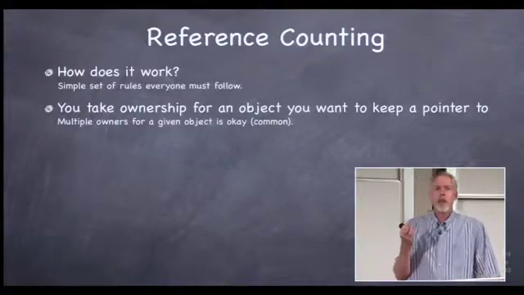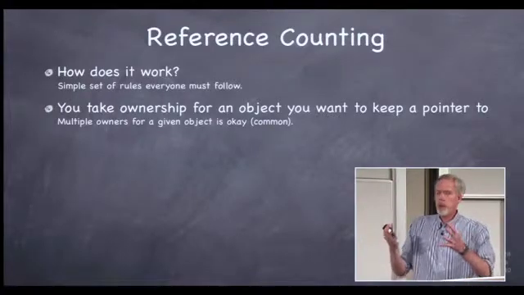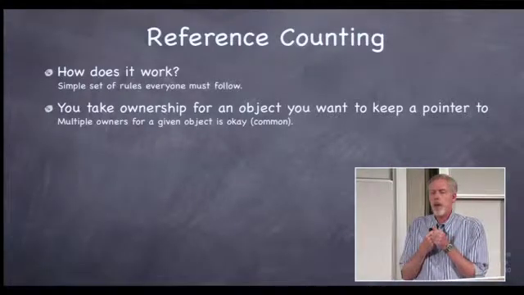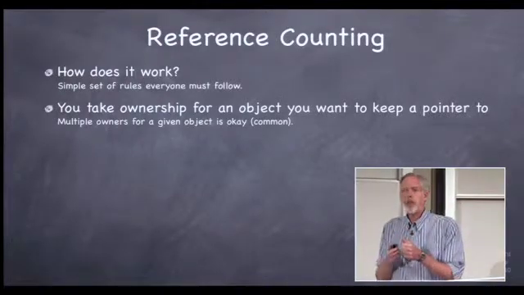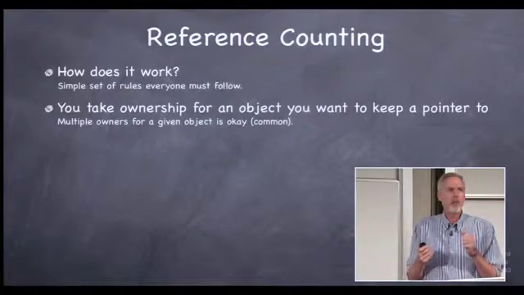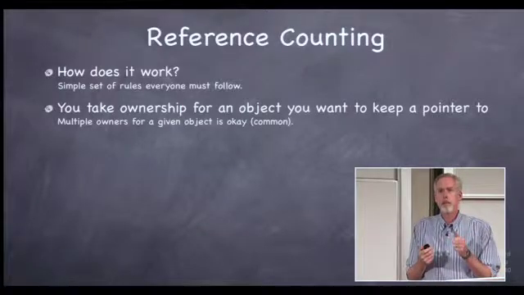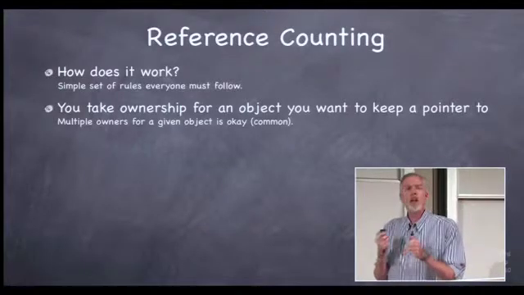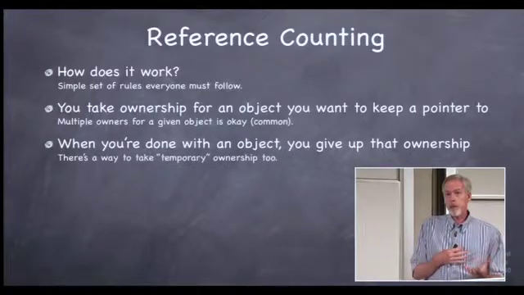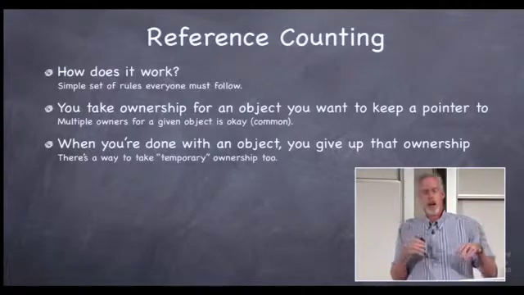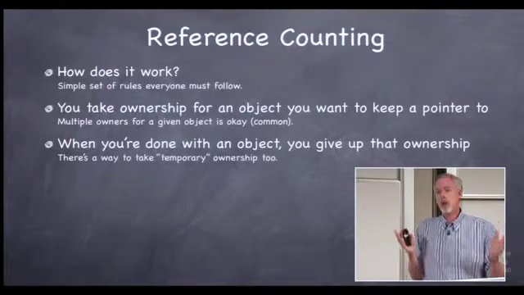So you have an object in your code somewhere. If you want to keep a pointer to that object, you have to take ownership, and we'll talk about how to do that. And multiple owners for an object is okay. You could have 100 owners for an object. Okay? So anyone who wants to keep a pointer to that object has to say they want to own it. Then when you're done with the object, you're saying, okay, I've done everything I want to do. I don't want any more. You give up the ownership.